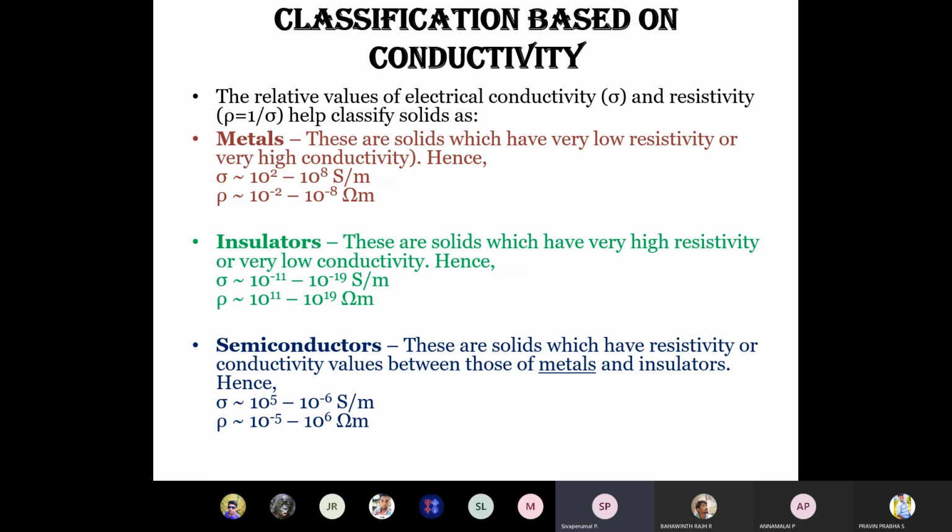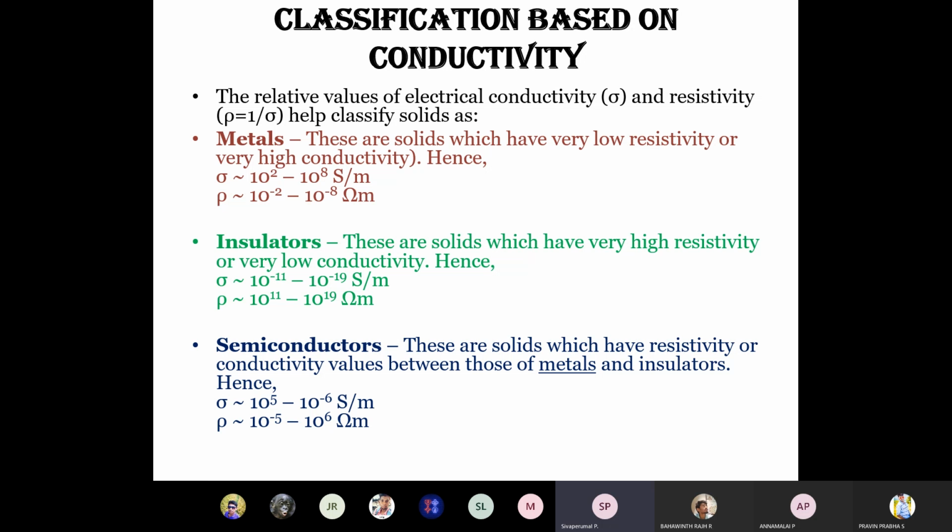So based on these values we can find the conductivity of the relative medium, with respect to resistivity and conductivity. You know that conductivity is represented by sigma. The reciprocal of the conductivity is called the resistivity, so rho is equal to 1 by sigma. Based on this expression you have to find the range of values for the different materials.